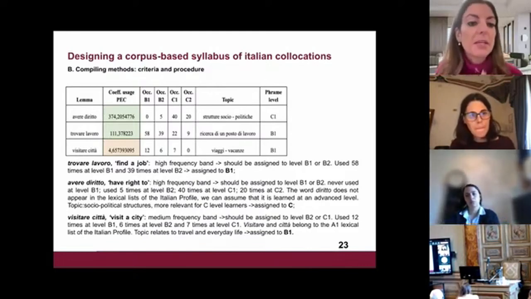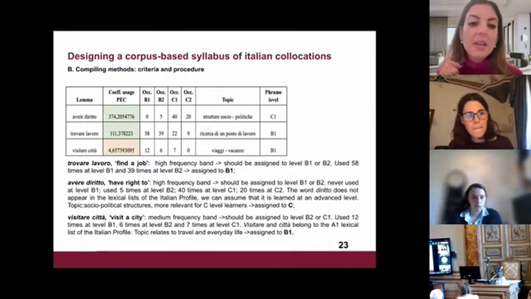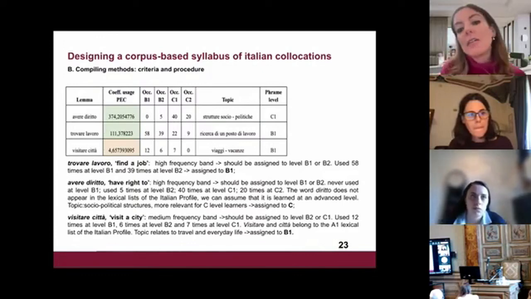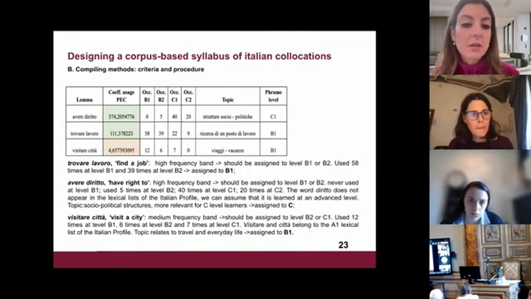The first example is trovare lavoro, find a job. It belongs to the high frequency band, so it should be assigned to level B1 or B2. It's consistently used at level B1, 58 times, 39 at level B2, so it was assigned to level B1.